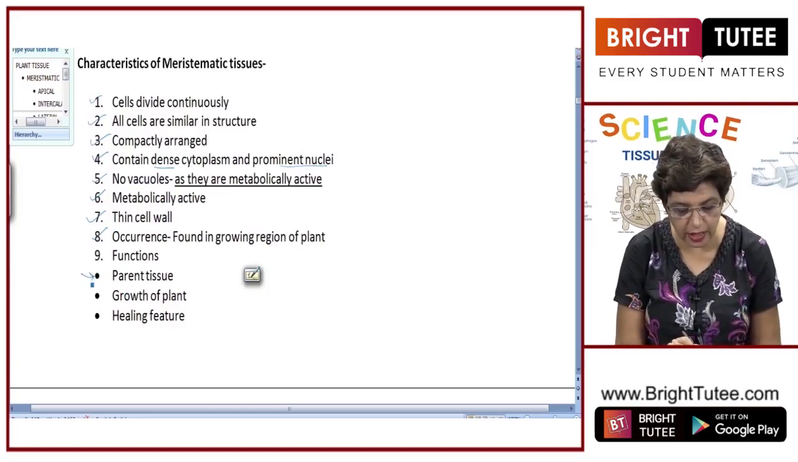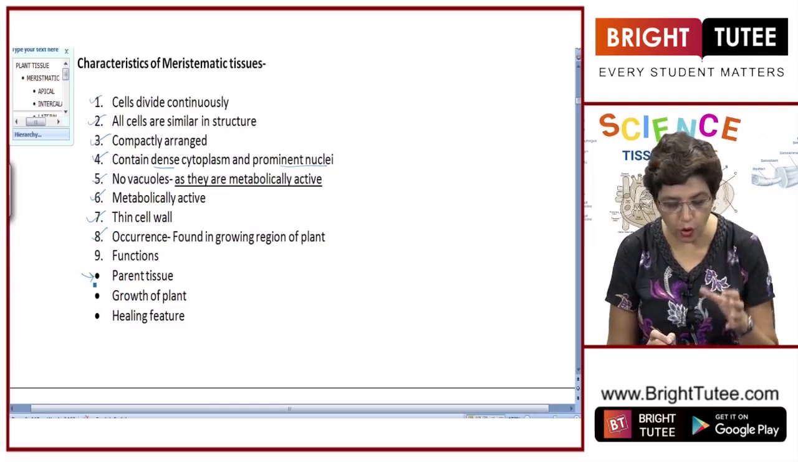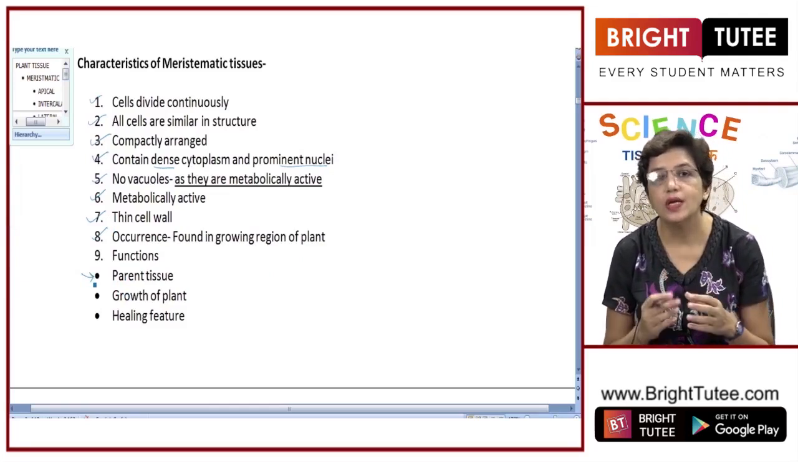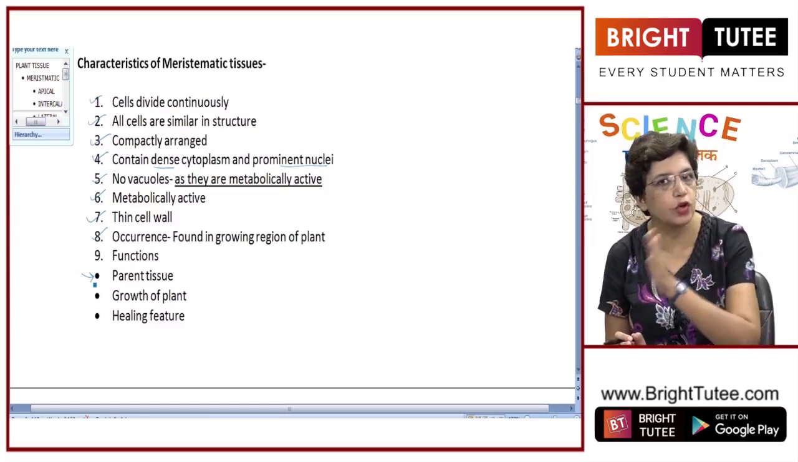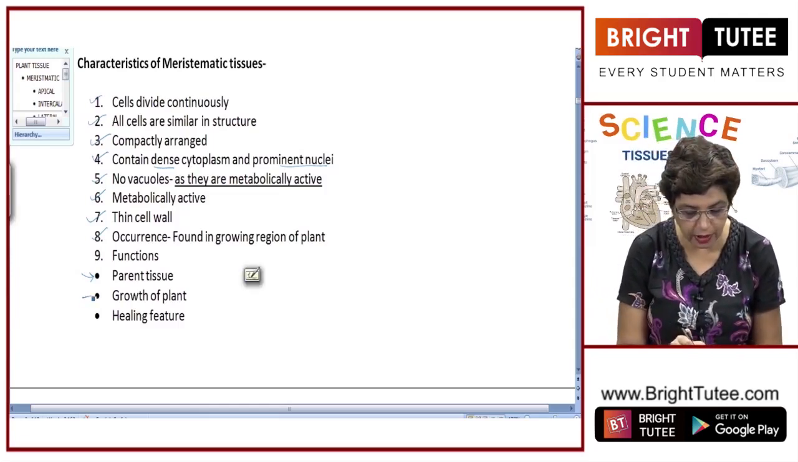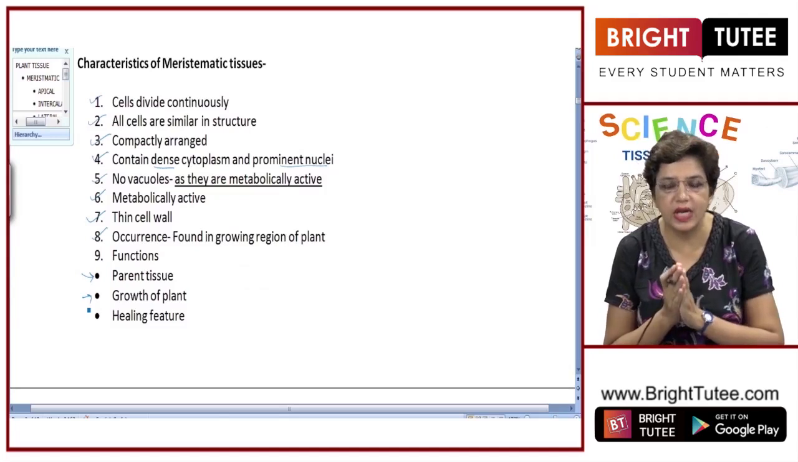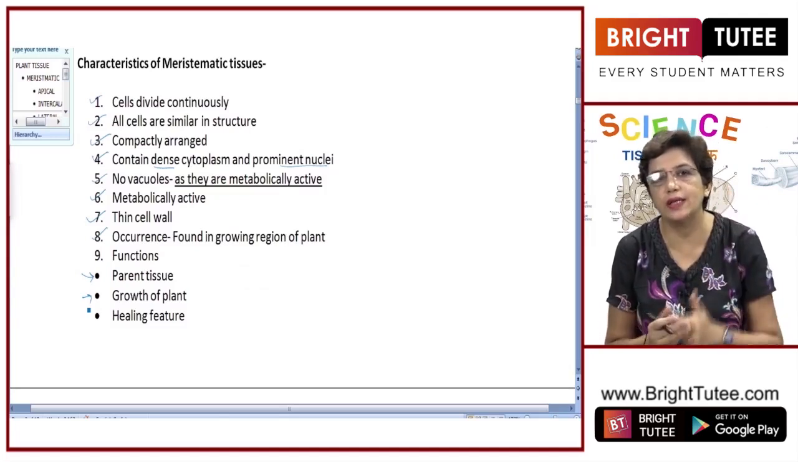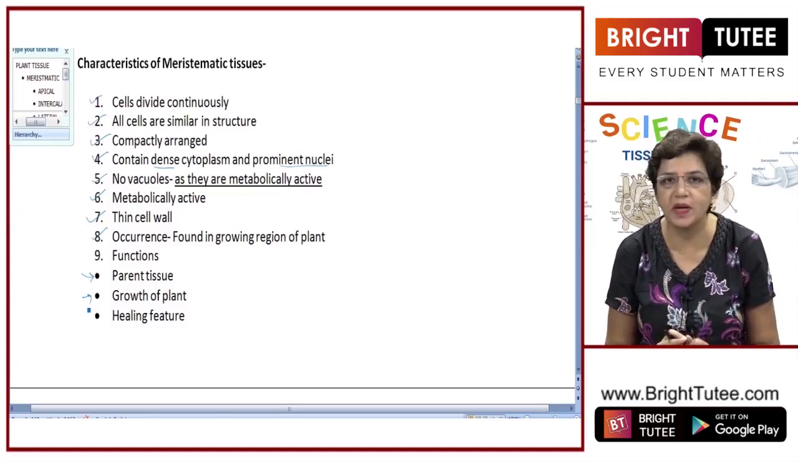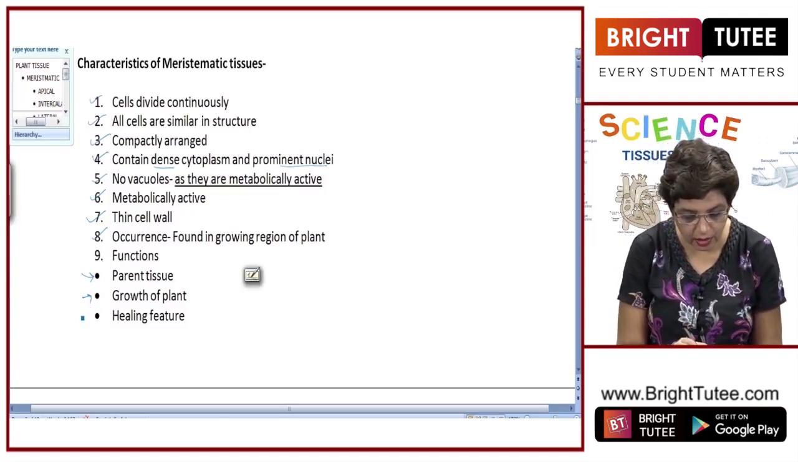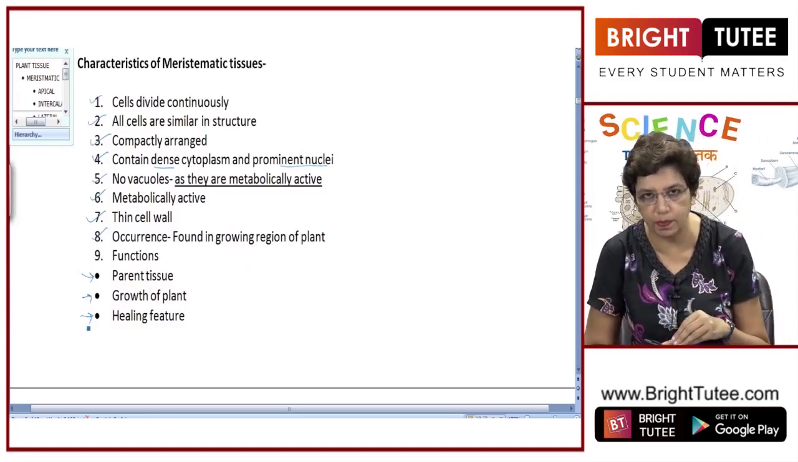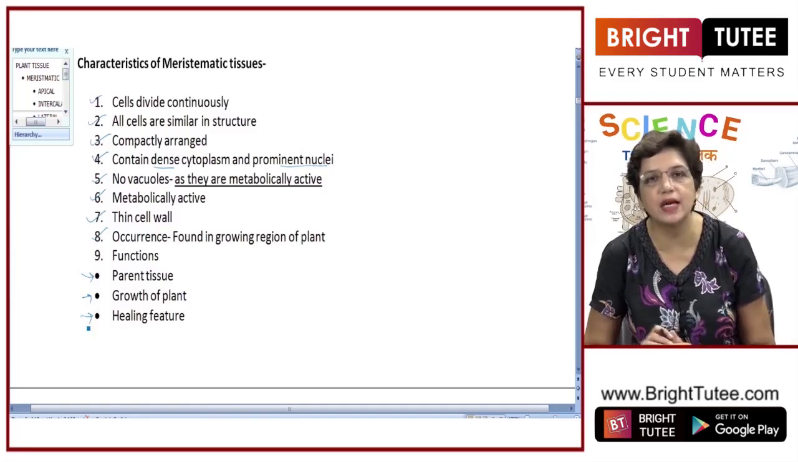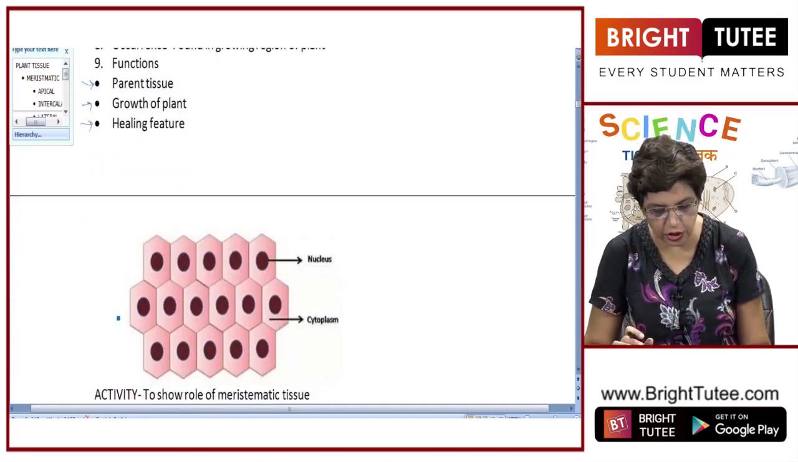The functions are, firstly, they are the parent tissue. Some of this meristematic tissue later on takes up a permanent shape and size and becomes the permanent tissue, so they act as a parent tissue for the permanent tissue. Second, they help in the growth of the plant, whether it is an increase in the size of the fruit or an increase in the height of stem and roots. That is all because of meristematic tissue. Then the next function is the healing feature. If there is any injury or breakage of any part of the plant, then that part is healed by the cell division of the meristematic tissues. These are the main characteristics of the meristematic tissues.